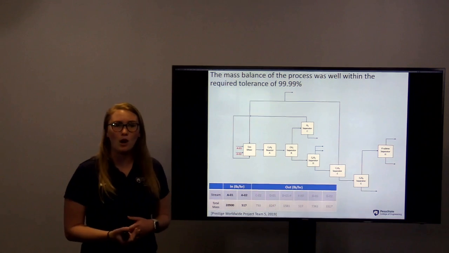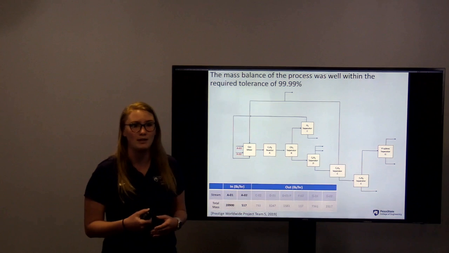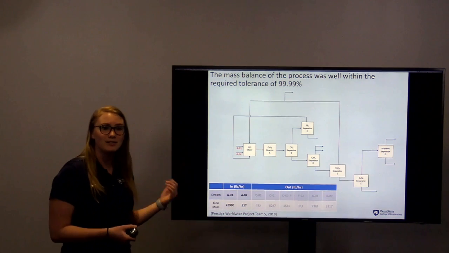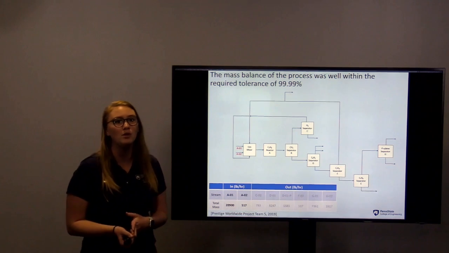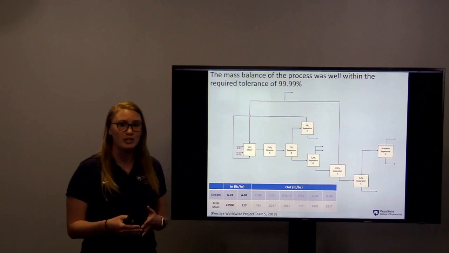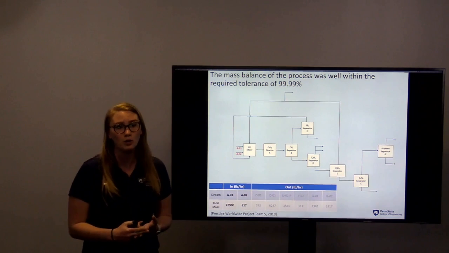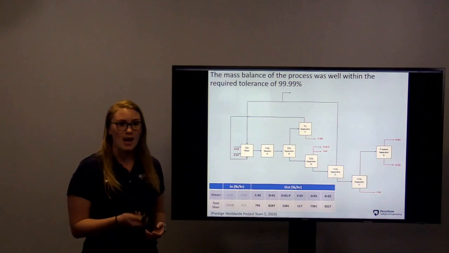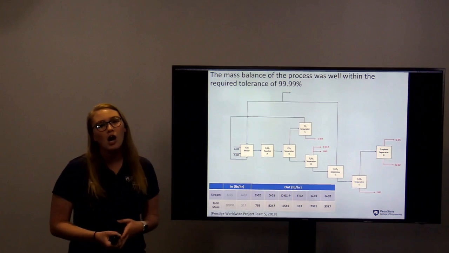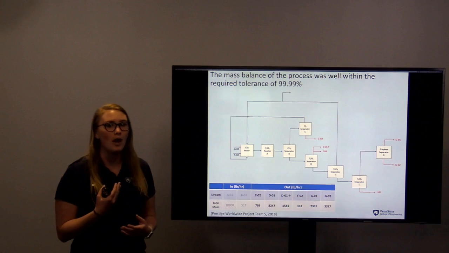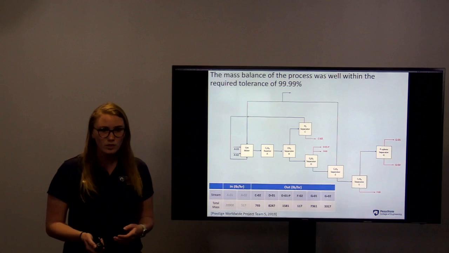And just to give an overview of our mass balance, we were within the required tolerance of 99.99%. As you can see in the beginning of the block flow diagram, A01 and A02 are our inlet streams. That would be our fresh hydrogen stream, as well as our fresh toluene feed. And now highlighted are all of our outlet streams, as I mentioned before. Those would be our products, and then we also have 2 separate fuel streams as well as a purge here.